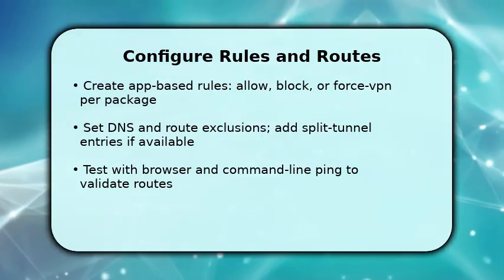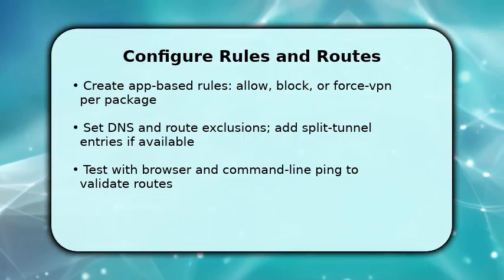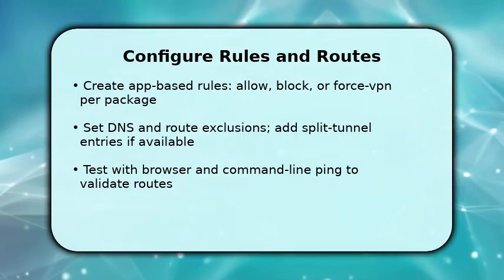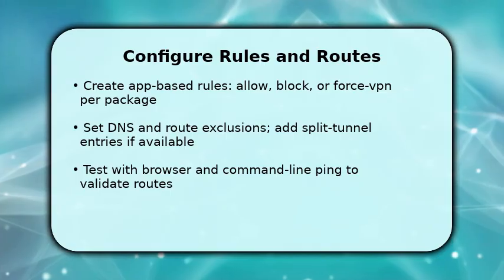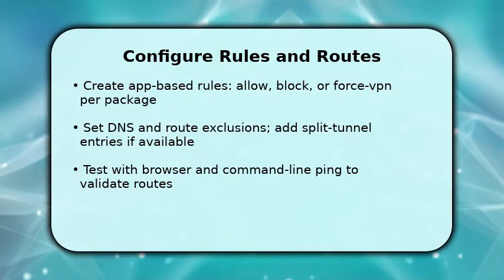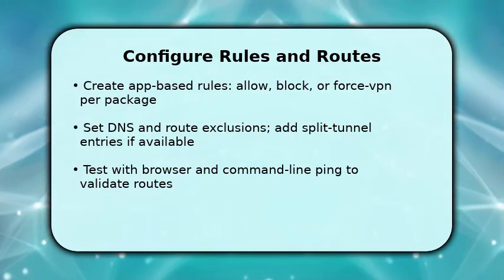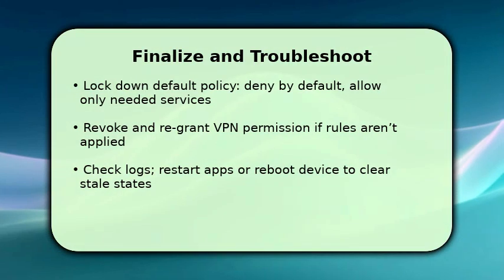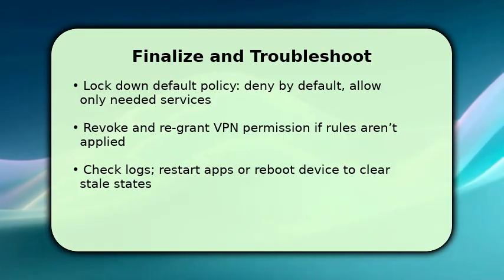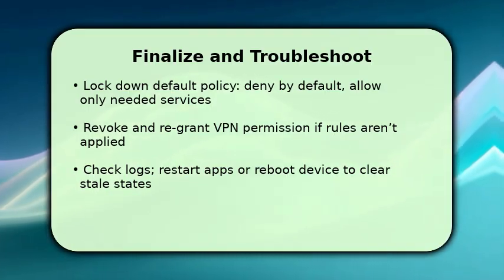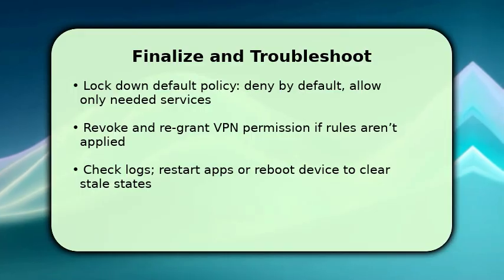Once configured, launch a browser and an app that should be blocked. Then test routing using ping or an IP checker to confirm traffic follows the firewall's VPN tunnel. To finish, tighten the default policy to deny unless explicitly allowed and save your profile. Verify that connections are routed through the local VPN by checking the firewall logs and a public IP lookup.